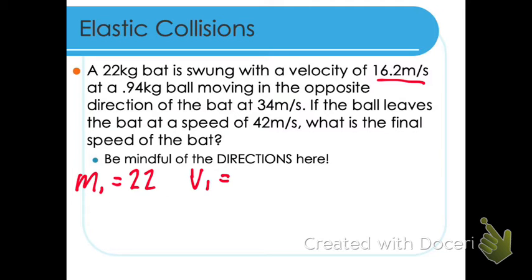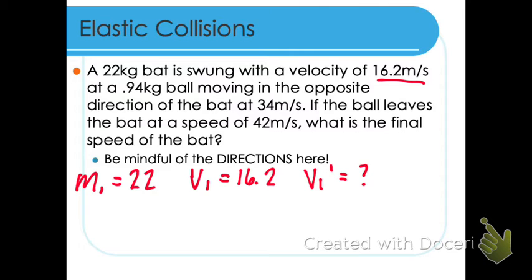Can you guys visualize the baseball field that I'm talking about? Visualize the bat moving in that direction as positive. So that means this is going to be a positive 16.2 meters per second. And then what happens to the bat after the collision? That's what we're trying to solve for.